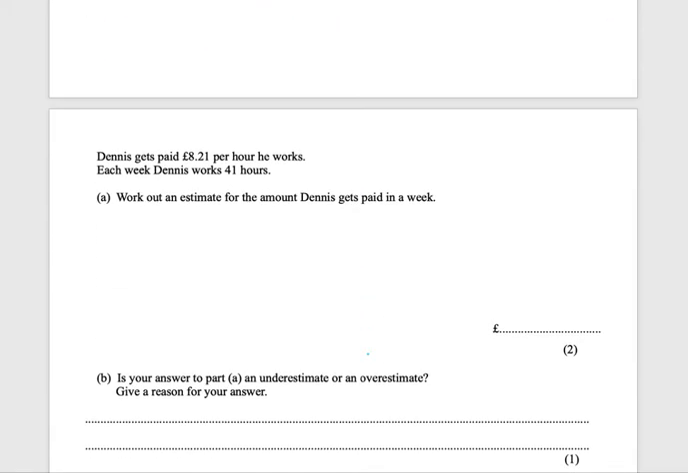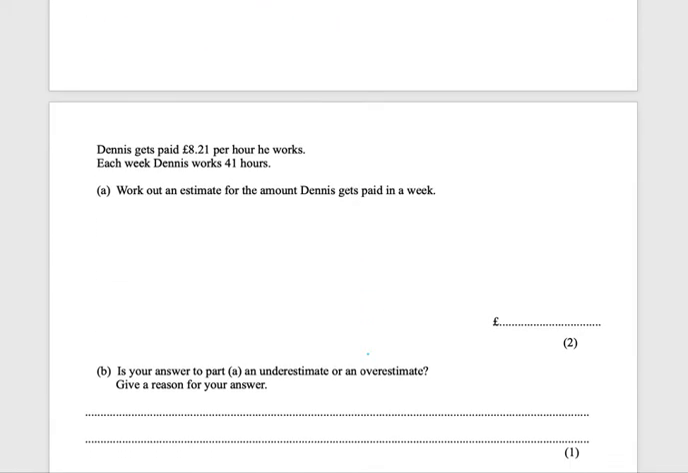Next question over here. Dennis gets paid £8.21 per hour he works. Each week Dennis works 41 hours. Work out an estimate for the amount Dennis gets paid in a week. So again, let's round these to one significant figure. £8.21 is going to become 8, and 41 is going to become 40. That's to one significant figure.